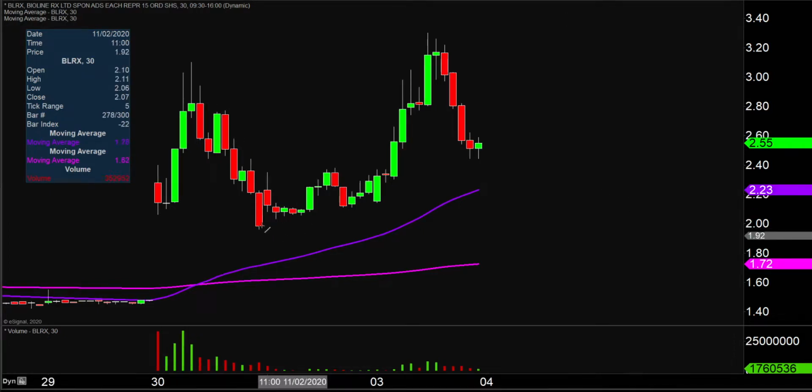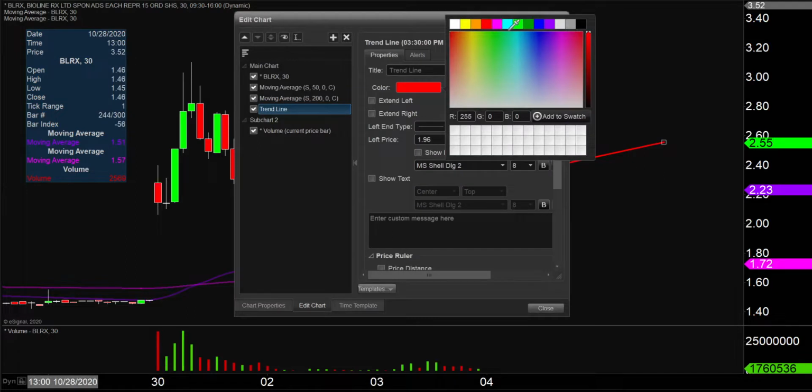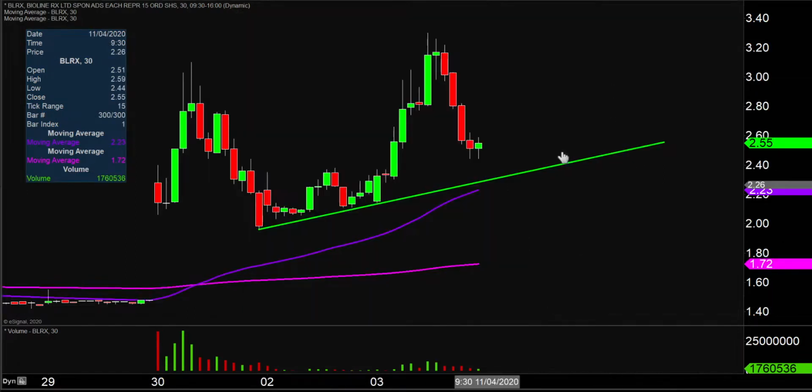The first thing you could do is if you wanted to draw this trend line into here, you could be just measuring the trend of things. Actually, let me change that to green to represent a support trend line. So there's one way you can do it.